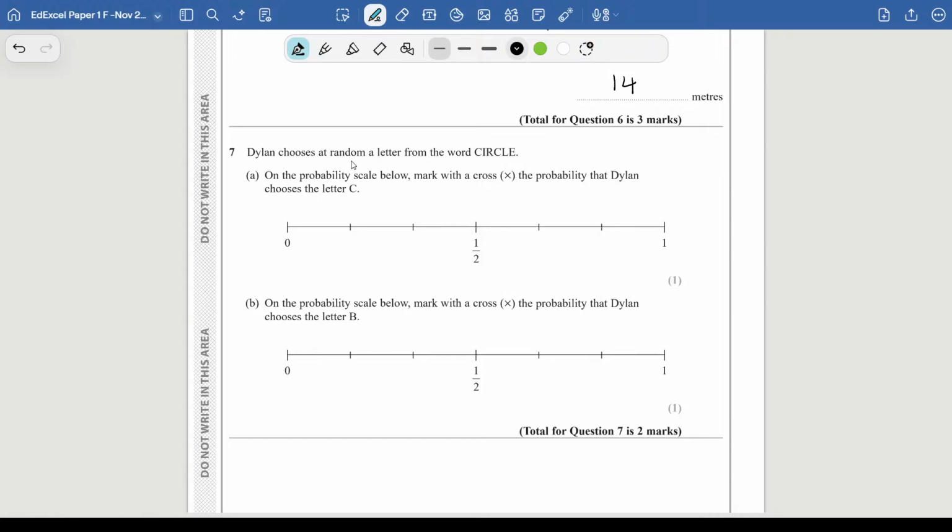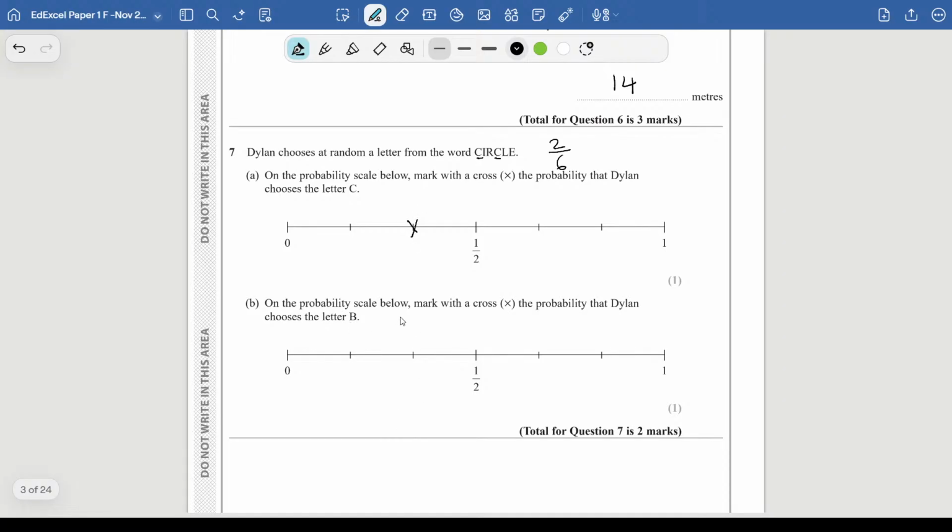Dylan chooses at random a letter from the word circle. On the probability scale, mark with a cross the probability that Dylan chooses the letter C. So how many C are there in the word circle? We see there are 2 of them out of a total of 1, 2, 3, 4, 5, 6, total 6 letters. So the probability is 2/6 or 1/3. You need to show where that number is on the number line, on the interval given here. We see the interval between 0 and 1 has been divided into 6 equal parts. So this is 1/6, this will be 2/6.